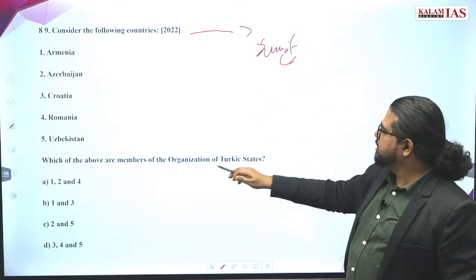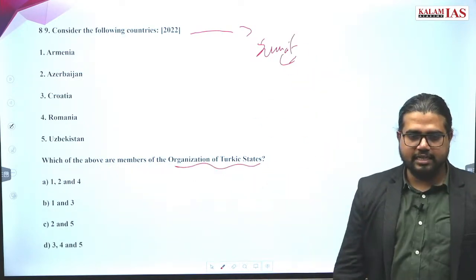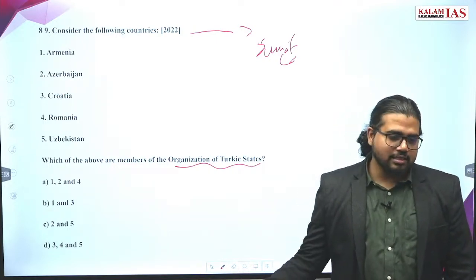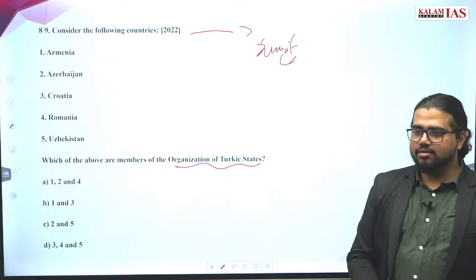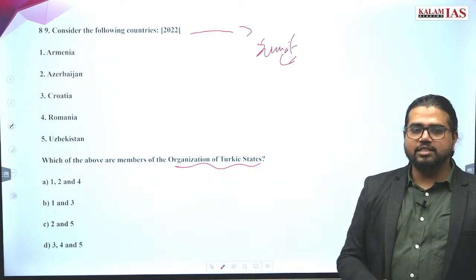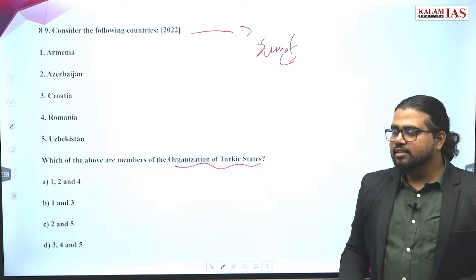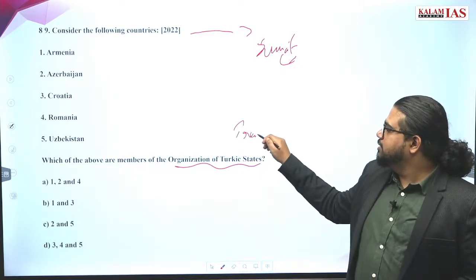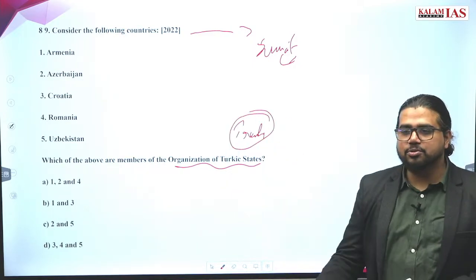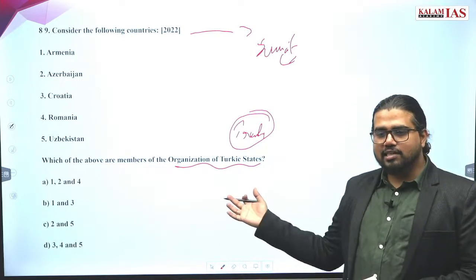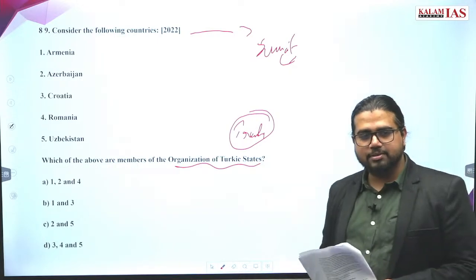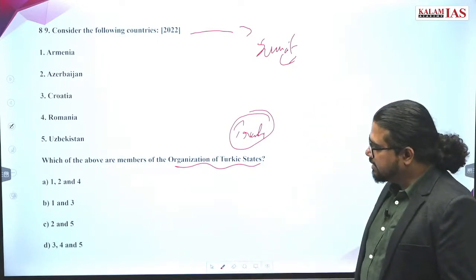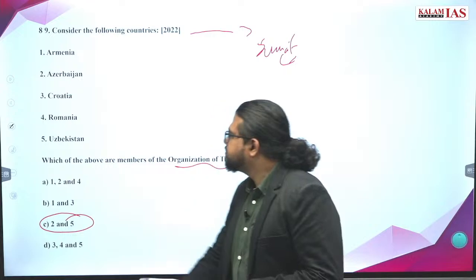A summit of the Organization of Turkish States happened. Otherwise, this is a very non-famous organization. Ukraine issues were there, and Turkey was in the news: the ports of Turkey, treaties related to Turkey. So many things related to Turkey were in the news. But the question came from a very non-famous organization, so that becomes very challenging. What is the answer here? C is the correct answer.